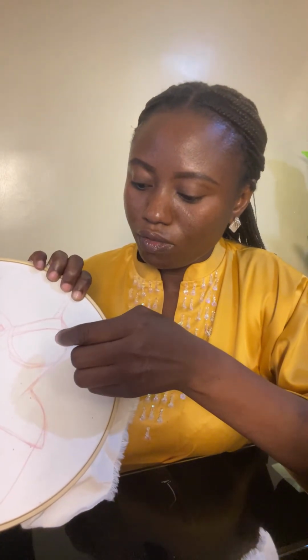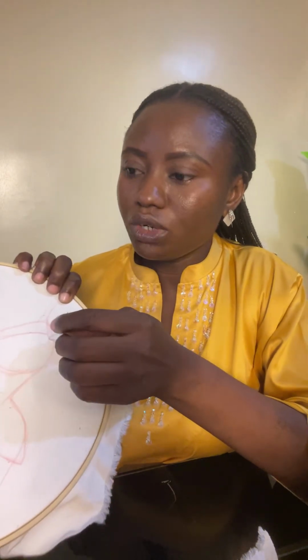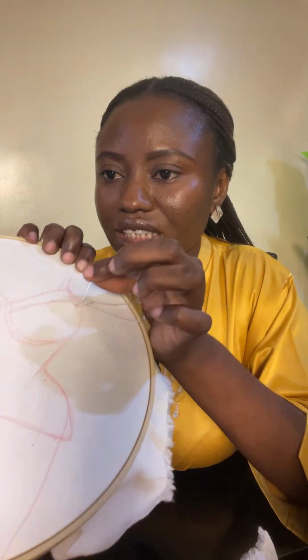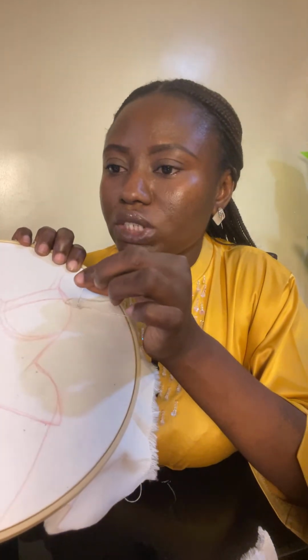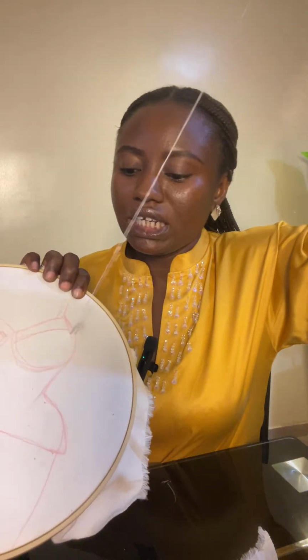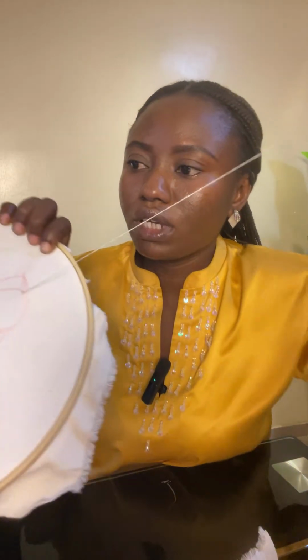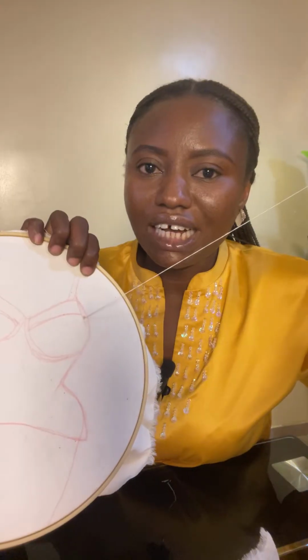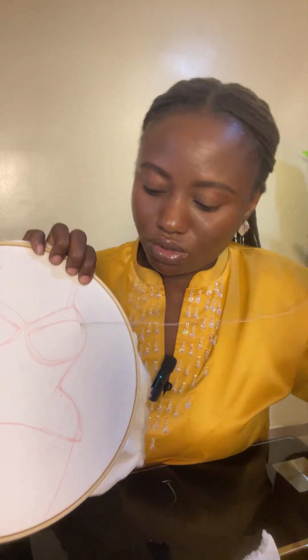Okay, so from my starting point, you go inside of the loop. You can see the loop. Go in between the two threads, then come out. You can see the dot that this has given us.